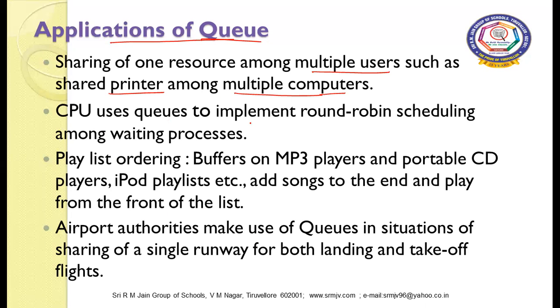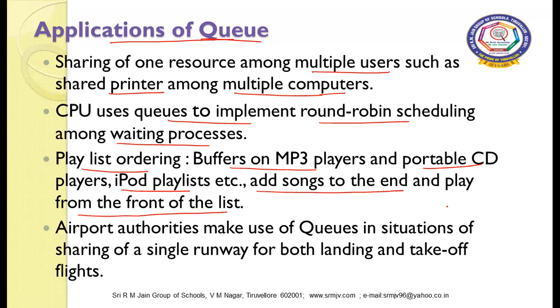The CPU uses queues to implement round-robin scheduling among its waiting processes. Playlist ordering, that is, buffers on MP3 players and portable CD players, or an iPod playlist: add songs to the end and play from the front of the list. In airport authorities, a queue is used in the situation of sharing a single runway for both landing and taking off of flights. These are the basic examples of a queue.